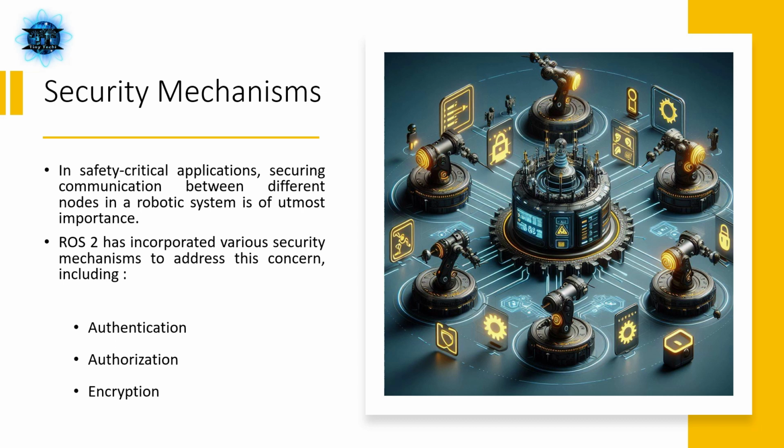The first one is authentication. Authentication means providing identity. Why it is important? Before robots start chatting, they need to make sure that they are talking to the right friend and not some troublemakers. How it works exactly is robots use secret codes, like a secret handshake, to prove they are who they say they are. This stops any sneaky robots from joining the conversation.